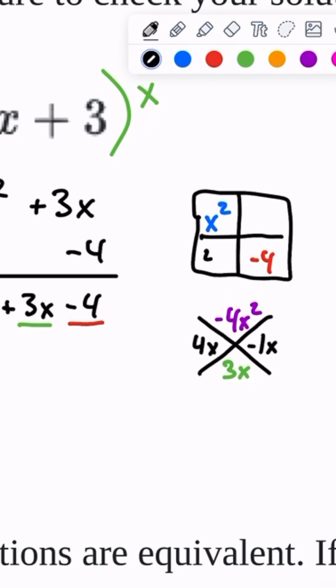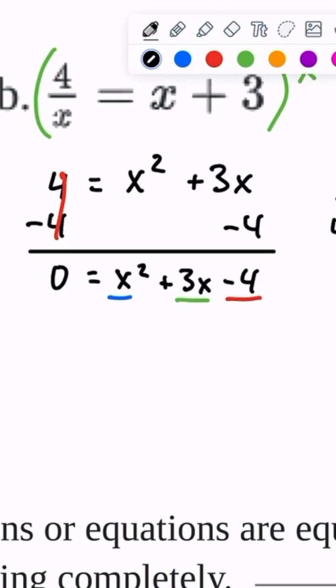You put those numbers in the corners, just like so, and now we can think, what could we divide out? We could divide out a 4, this would be an x, this would be an x, and this would be a -1. Now we can go back to our original problem and rewrite this as 0 equals x minus 1 times x plus 4.